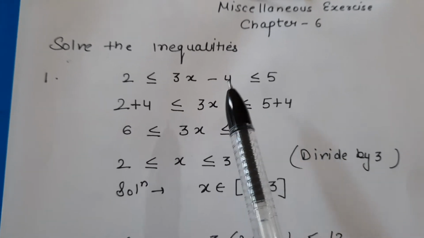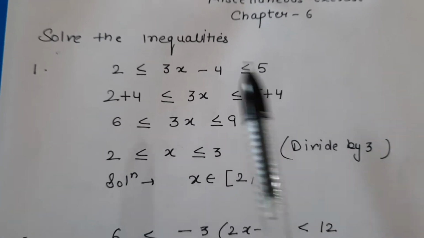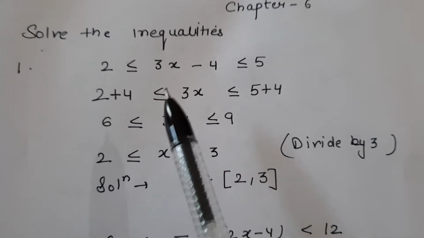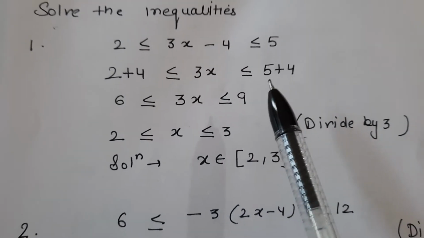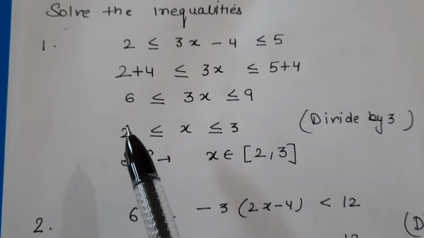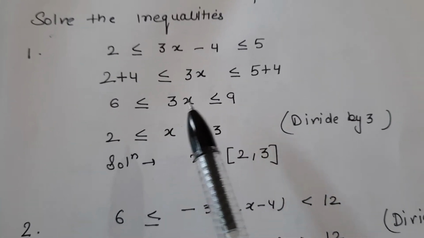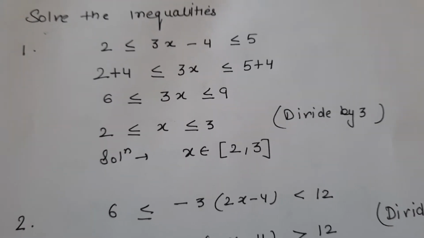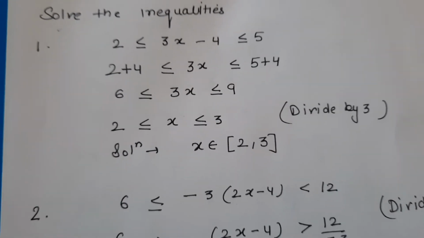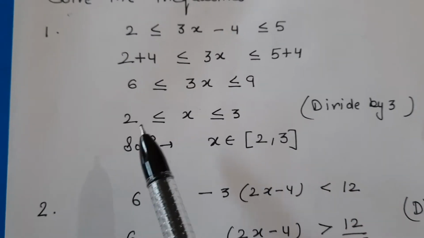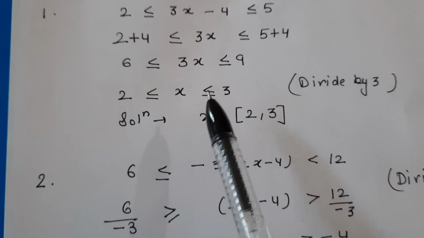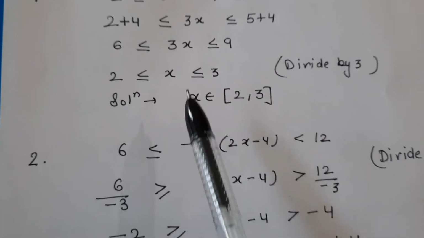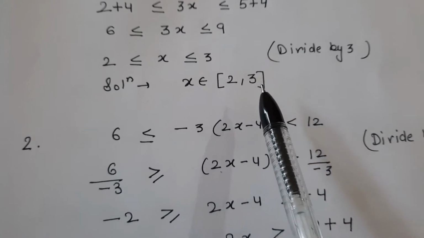So this is minus 4. We add 4 on both sides, or if we shift this 4 to all sides, we get 2 plus 4 is less than or equal to 3x is less than or equal to 5 plus 4. So 6 is less than or equal to 3x is less than or equal to 9. Now divide by 3 on all sides. 3 is a positive number, so sign will remain same. Right? We get 2 is less than or equal to x less than or equal to 3. So the solution is x belongs to close interval 2 to 3.